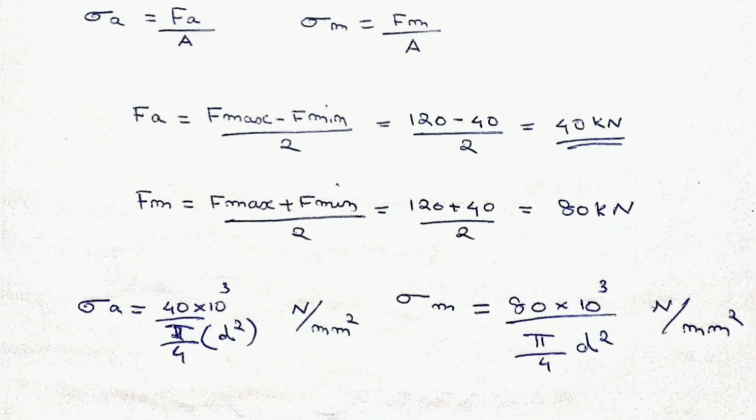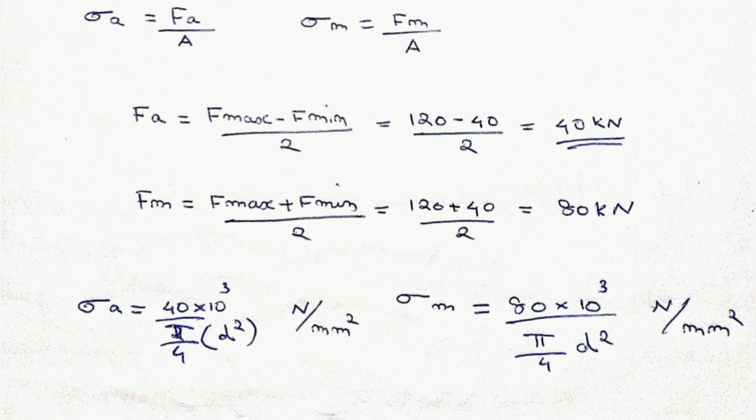Sigma A is equal to Fa by A, sigma M is equal to Fm by A. Fa is equal to F max minus F minimum by 2, which is equal to 120 minus 40 by 2, which is equal to 40 kilonewton. Fm is equal to F max plus F minimum by 2, which is equal to 120 plus 40 by 2, which is equal to 80 kilonewton. This equation also we don't have to learn by heart. This is available in the data book, page number 24.